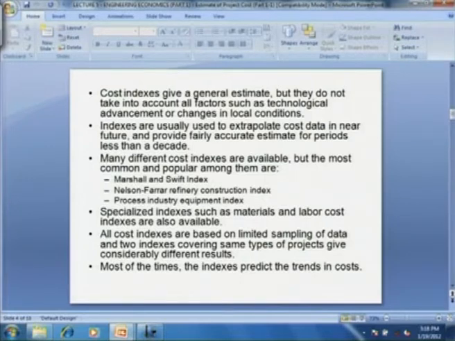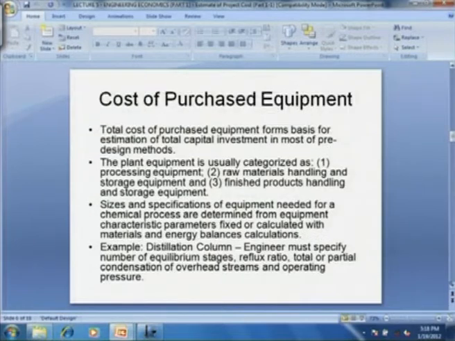All cost indexes are based on limited sampling of data, and two indexes covering the same type of project can give considerably different results. This we should keep in mind, that the indices are based on very limited data. So, the cost that we obtain through the Marshall and Swift index could be significantly different than the Nielsen-Farrar index. Most of the time indexes only predict the trend in the cost rather than actual quantification.